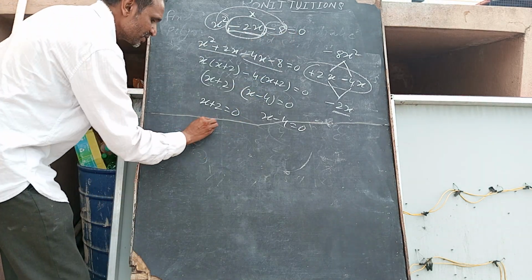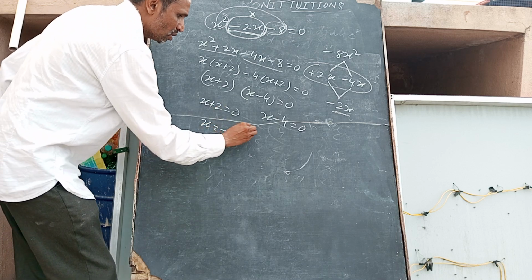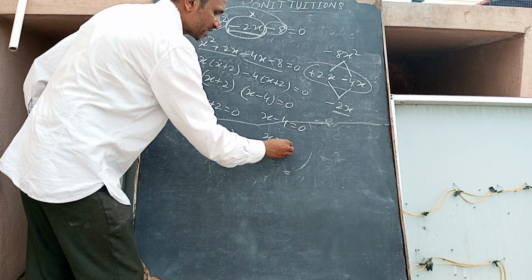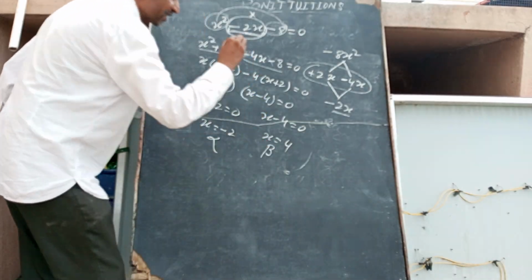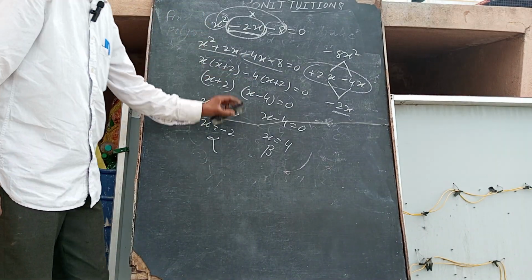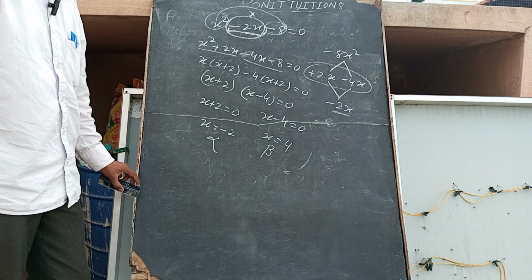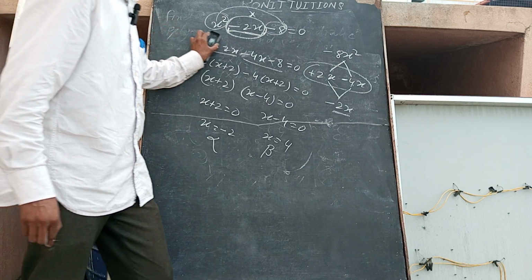So x is equal to minus 2, this will go that side. And x is equal to what becomes? This will go that side, then 4. So this we can call the alpha, and this we can call the beta. Alpha and beta, we found the alpha and beta. Next, one more example I will take.